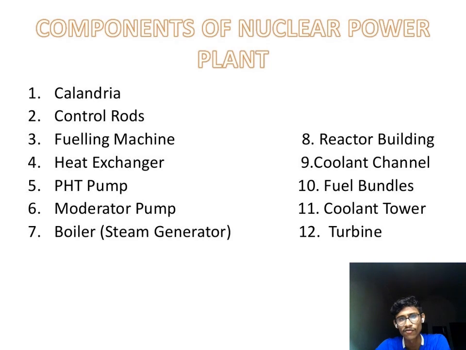Let's see what the components of a nuclear power plant are. It consists of calandria, control rods, fueling machine, heat exchanger, PHT pump, moderator pump, boiler, reactor building, coolant channel, fuel bundles, cooling tower, and turbine.